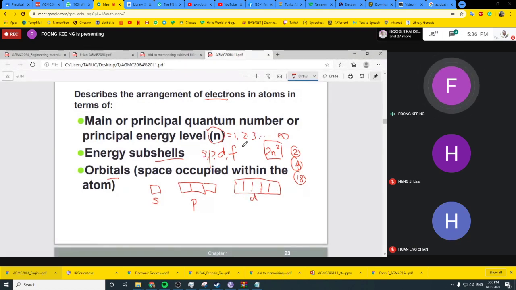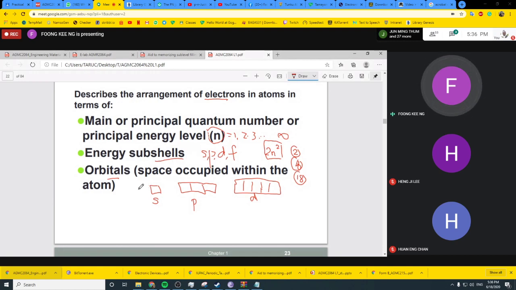So at quantum number levels 2, 3, 4, and infinity, they will all have s, p, d, and f. All of the subshells will be present, but whether they are occupied by electrons or not will depend on the number of electrons in the element. Are you clear? All right. Let's look at an example.